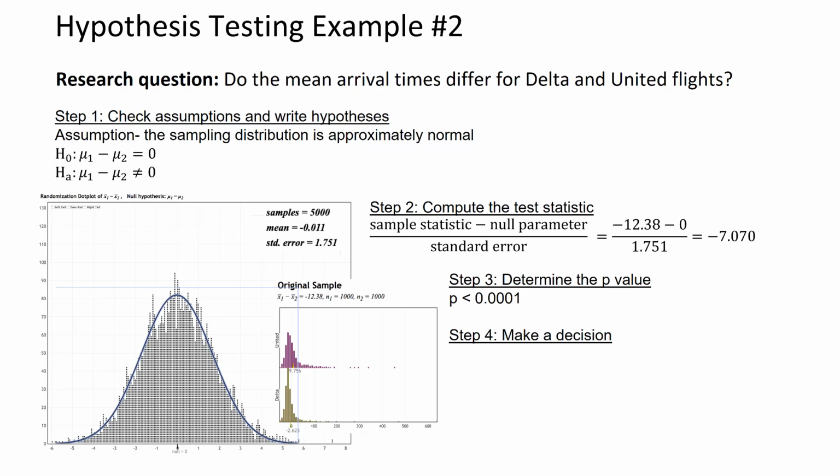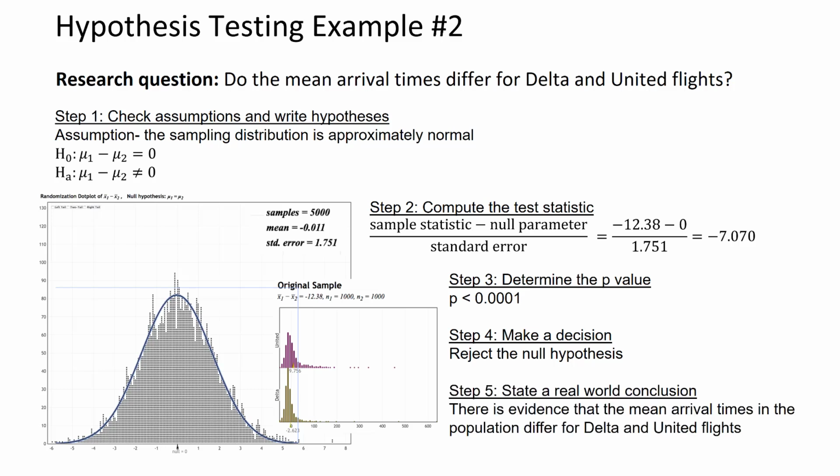Step 4, make a decision. With the p-value being less than the standard 0.05 alpha level, we reject the null hypothesis. The results are statistically significant. In step 5, state a real-world conclusion. There is evidence that the mean arrival times in the population differ for Delta and United flights.